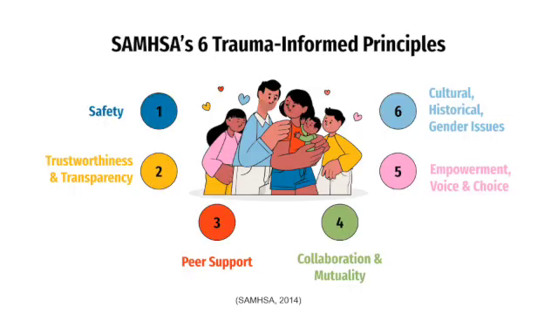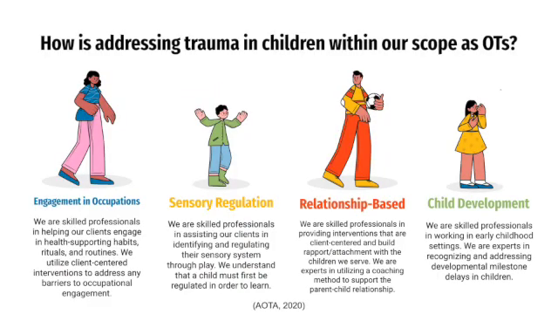The Substance Abuse and Mental Health Services Administration, in conjunction with the Center for Disease Control and Prevention, created 6 guiding principles to a trauma-informed approach. They are safety, trustworthiness and transparency, peer support, collaboration and mutuality, empowerment, voice and choice, and cultural, historical, and gender issues. These 6 principles align well with our occupational therapy practice framework to provide strengths-based and client-centered care in everything we do. So, how is addressing trauma in children within our scope as occupational therapists?